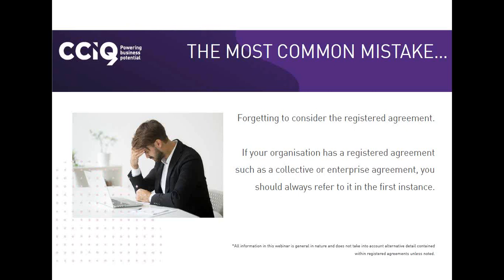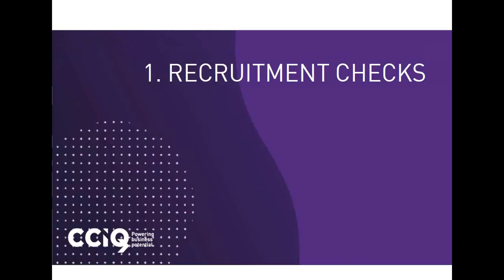So I've just put a little disclaimer in this slide, and that is that all information in this webinar is general in nature, so we haven't taken into account any of the specific details that might be in registered agreements, except where we've noted. If you're not sure if your organisation has a registered agreement, you can go online to the Fair Work Commission, and they do have a document search capability where you can put in your company name and you'll see any registered agreements come up there.